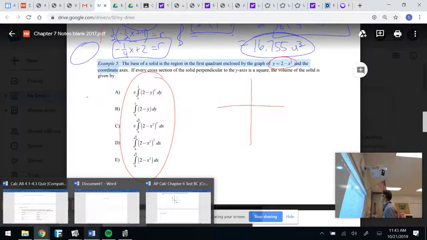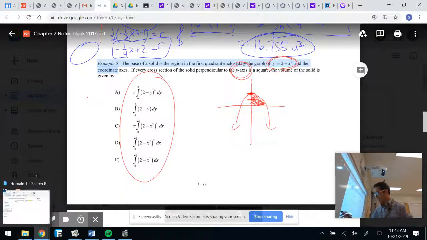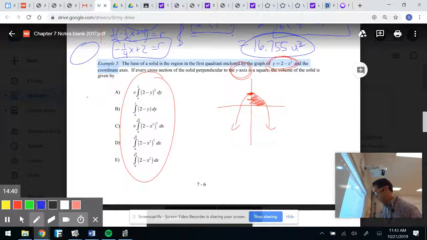Multiple choice question. So that means it's a parabola. The negative means it's reflected, and the 2 means up 2. So there we go, it's going to look like that. But I'm just talking about the first quadrant, that region right there. Oh, snap. Perpendicular to the y-axis. That sure changes some things, doesn't it, class? All right, let's draw one of these so I don't get confused.